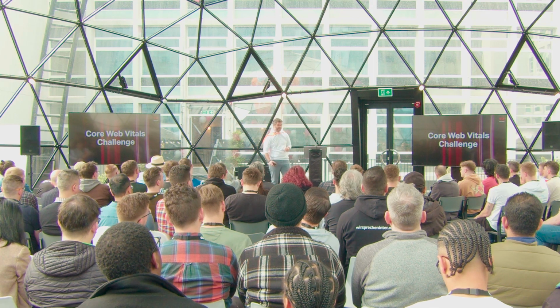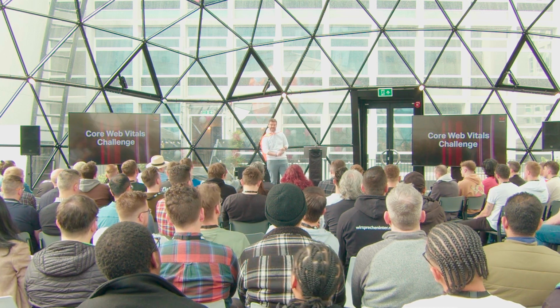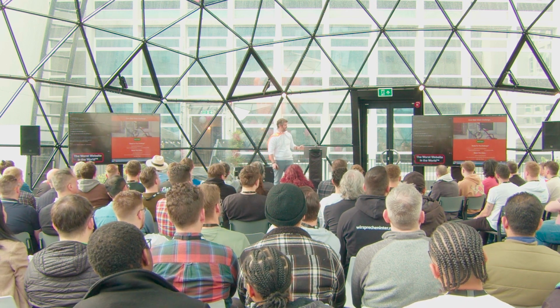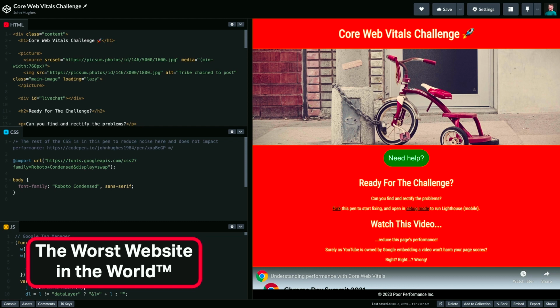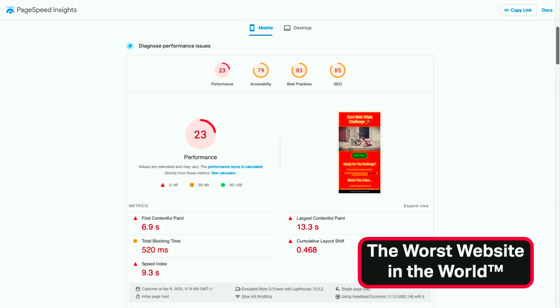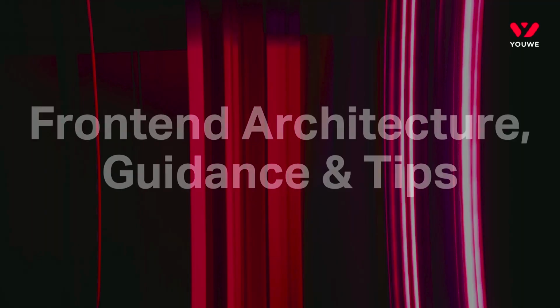You might have just noticed from those last set of debugging slides some horrible orange website called Core Web Vitals Challenge. I built the worst website in the world. It's a CodePen. It's not napkin.io, sorry. Maybe it could be. But yes, CodePen. It's bad. Brace yourselves. Scores 23 on PageSpeed Insights. It's awful. So yeah, we won't look at that too much more. But because it's CodePen, you can fork it. If you want to have a go at trying to fix it, feel free. See if you can see how bad I've made it and what to do.